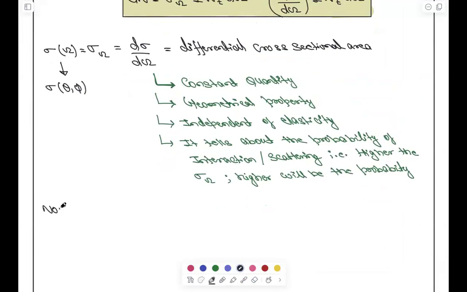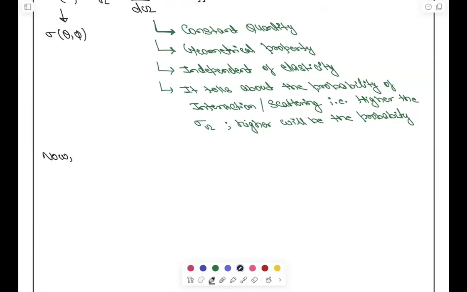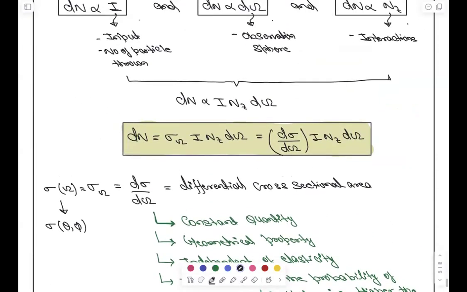Now if I write here d phi by d omega, if it increases, this means that dn will also be increasing. Let's say if intensity is same, nt is the same number of particles sent, right? And if this is increasing, can I say that it will also increase? Yes sir. Right? What will dn denote?